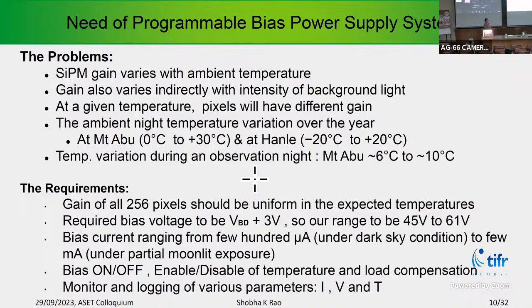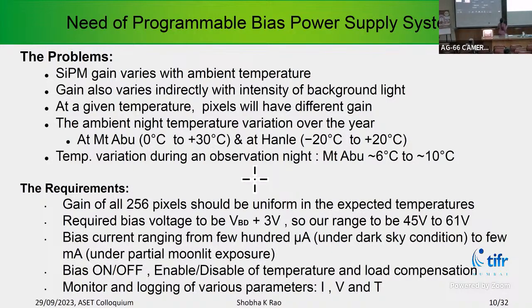Now I'll talk about this bias supply. These SiPM gains have a dependency on temperature. That is one of the drawbacks compared to the PMT. So we need to have an individual, independent programmable bias supply for all 256 pixels.